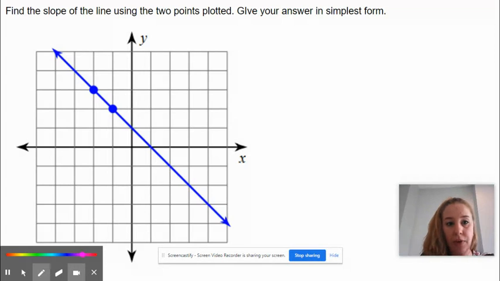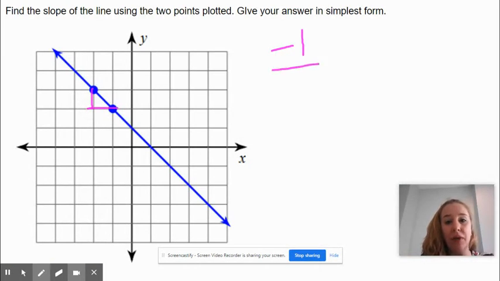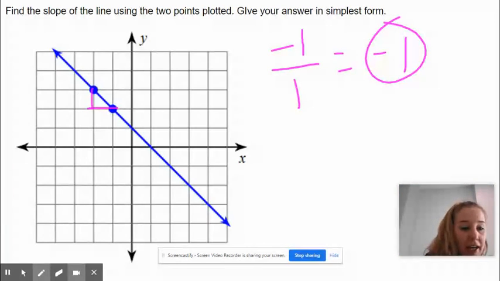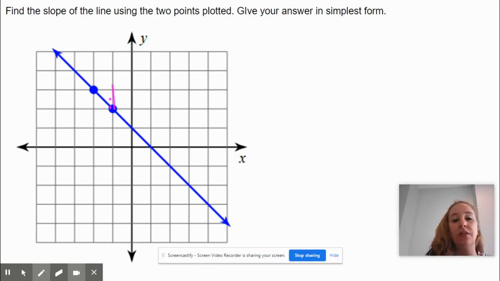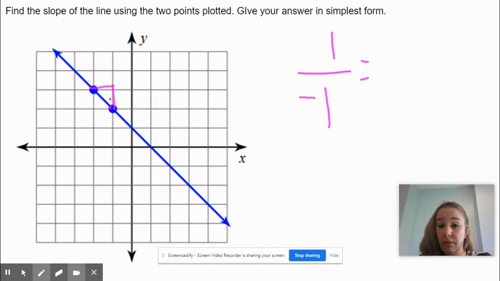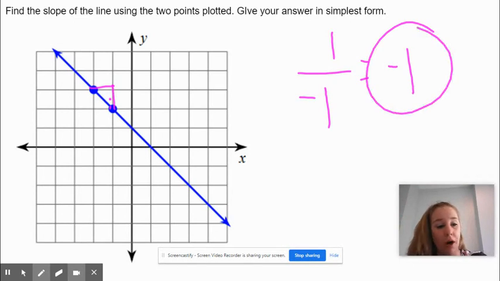So for this one, I fall 1, and then go +1 in the x direction. So my rise was negative, giving me a slope of -1. But some of you might have chosen to start with the other dot. Starting here, you rise 1, so +1, and then you go backward 1, -1, giving me a final slope. Positive divided by a negative is a negative. 1 divided by 1 is 1. So either way you go, you're good. Your slope is -1.